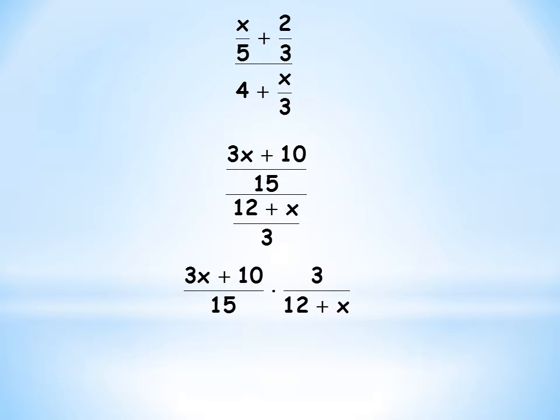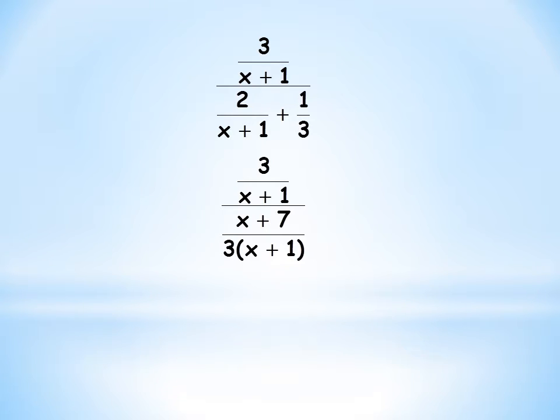Let's take another one. Now, both the numerator and the denominator need to be combined before I can go ahead and divide these fractions. So the common denominator in the numerator would be 15, and the denominator it would be 3. So I have this here is now my fraction. I'm going to write it like this, flip the second fraction, change it to multiplication. I can cross reduce. This will become a 5, this will become a 1. And now when I multiply across, I'll have 3x plus 10 all over 5 times 12 plus x. You can multiply out the denominator if you want to, but there's no need to.